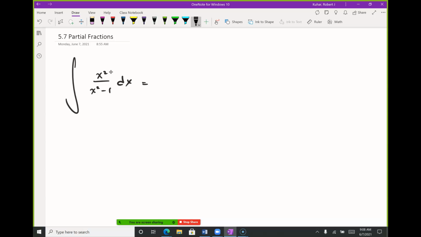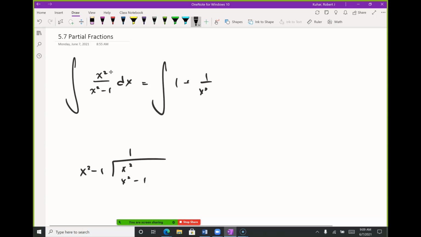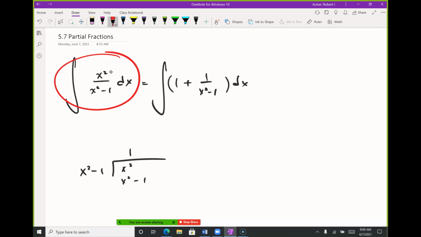This will not be a partial fraction problem because I have to long divide first, right? What if I long divide that one? What do I get here? I get 1 plus 1 over x squared minus 1. Okay? So this would not be a partial fraction problem, that's a long division problem. And now this integration is easy, and then this one is my partial fraction problem.